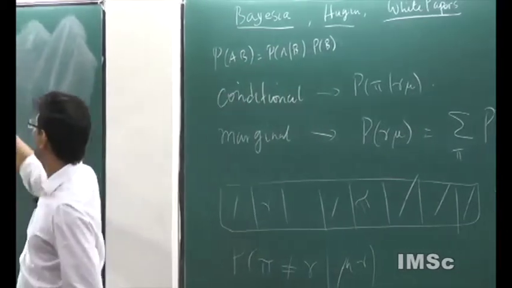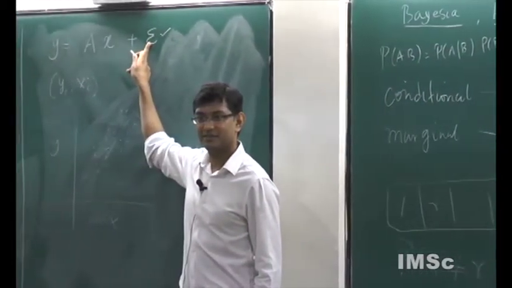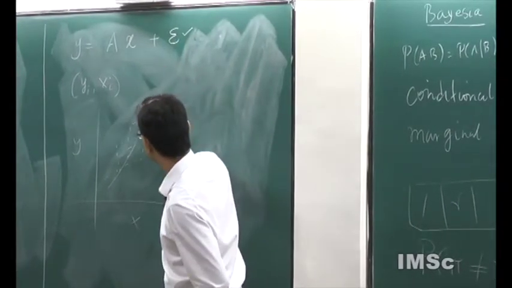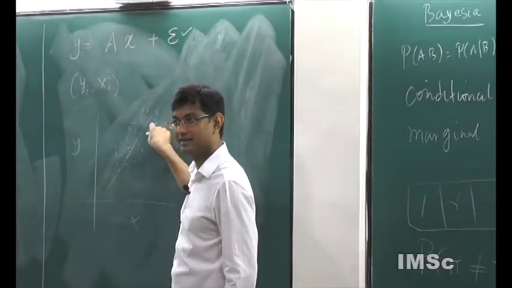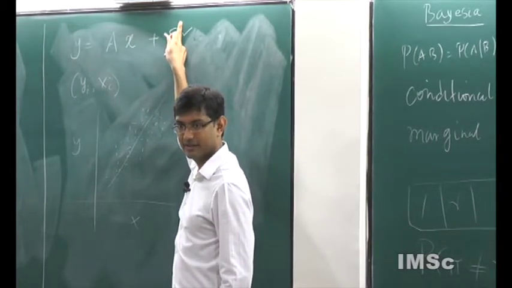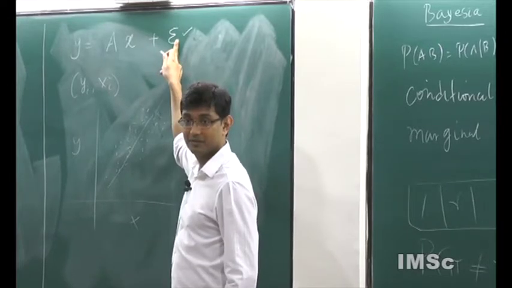Can this take a positive value or a negative value? Can it take both positive and negative values? In other words, can the data point be above the line or below the line? It can be, right? So this is a random variable which is both positive and negative, and it's a continuous random variable.